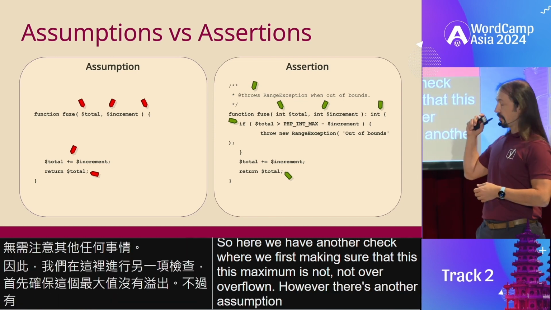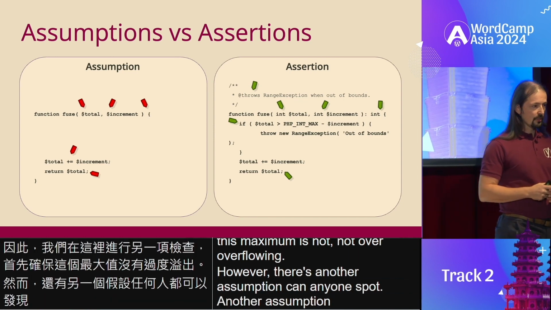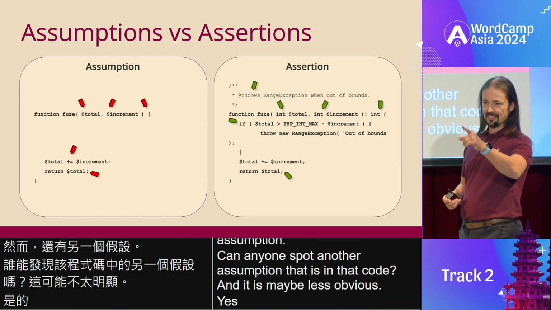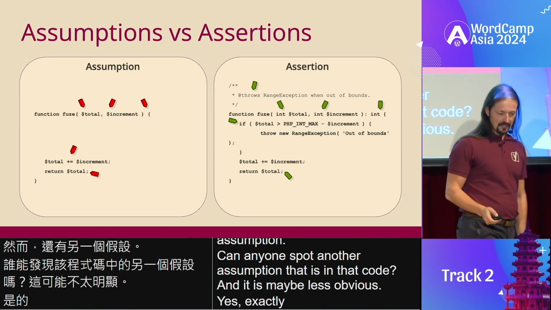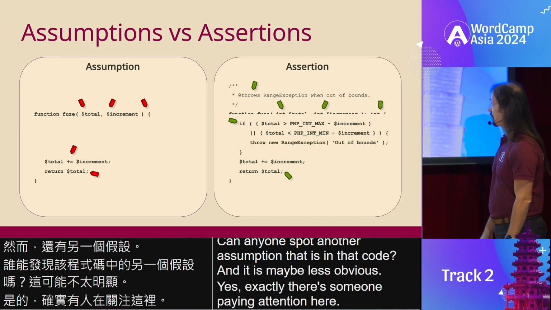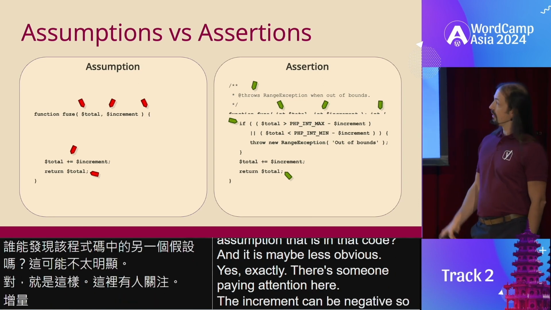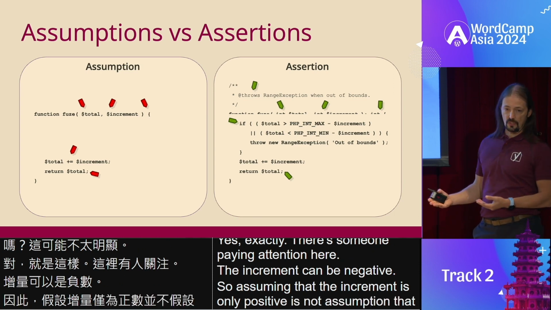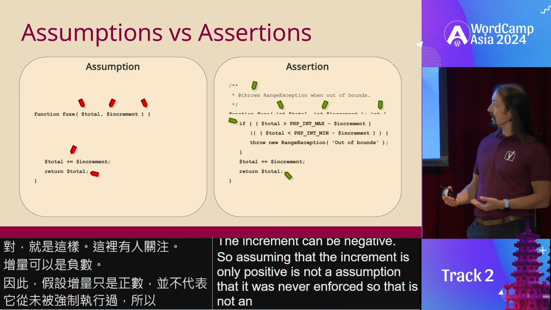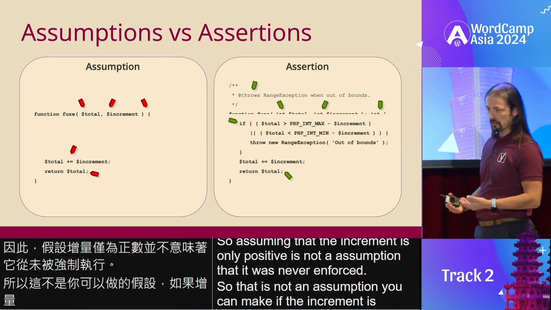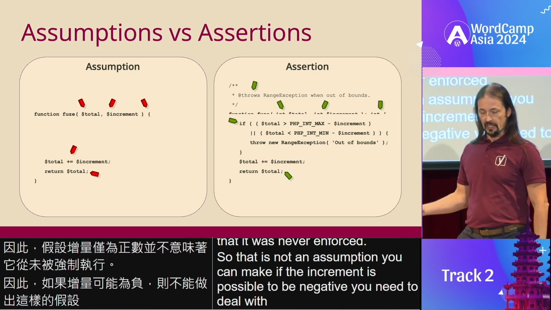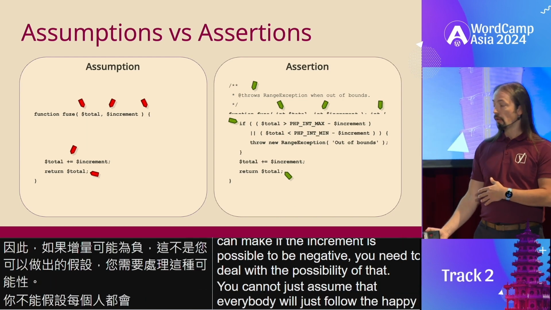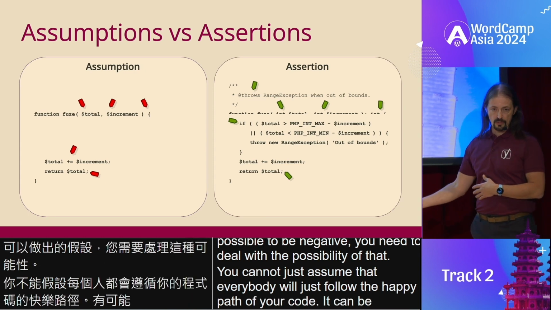Can anyone spot another assumption that is in that code? And it is maybe less obvious. Yes? Exactly. There's someone paying attention here. The increment can be negative, so assuming that the increment is only positive is another assumption that was never enforced, so that is not an assumption you can make. If the increment is possible to be negative, you need to deal with the possibility of that. You cannot just assume that everybody will just follow the happy path of your code. It can be negative, so you need to deal with the negative case.